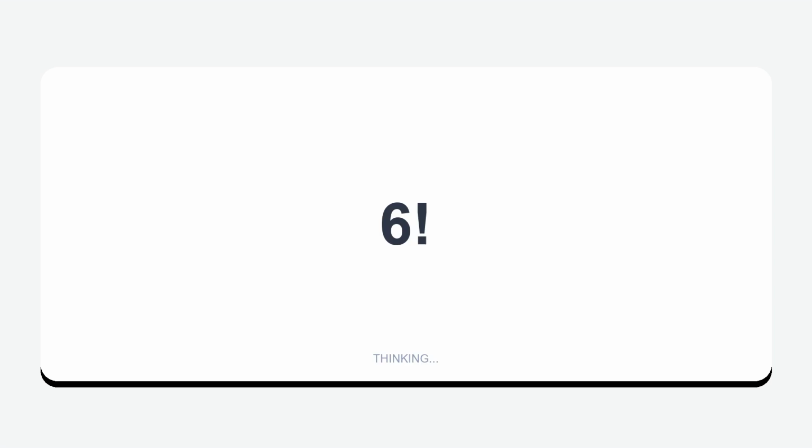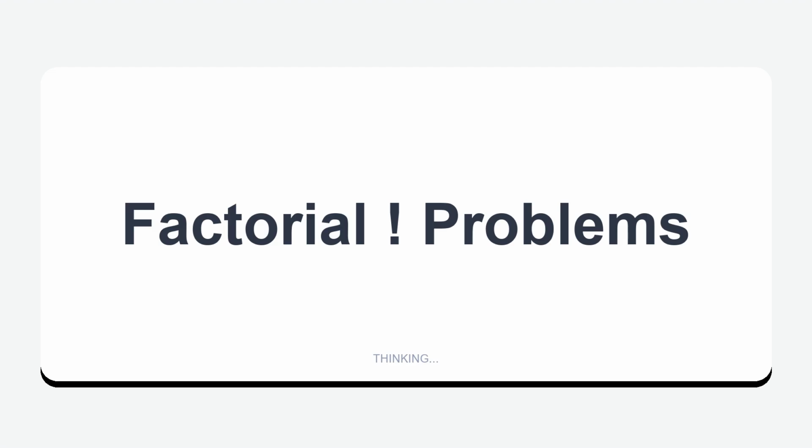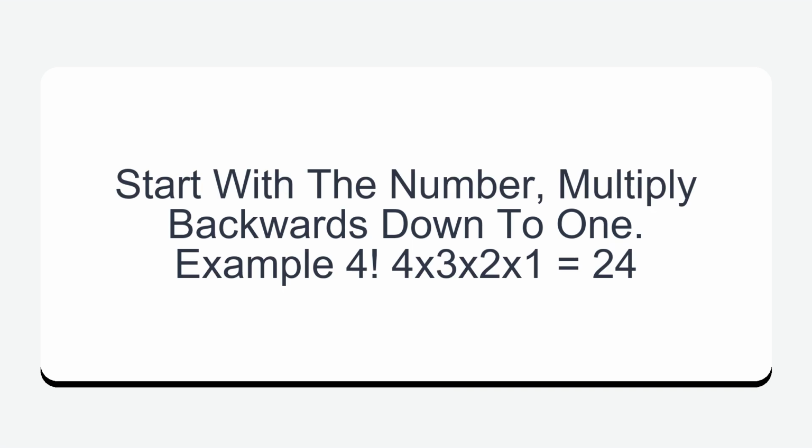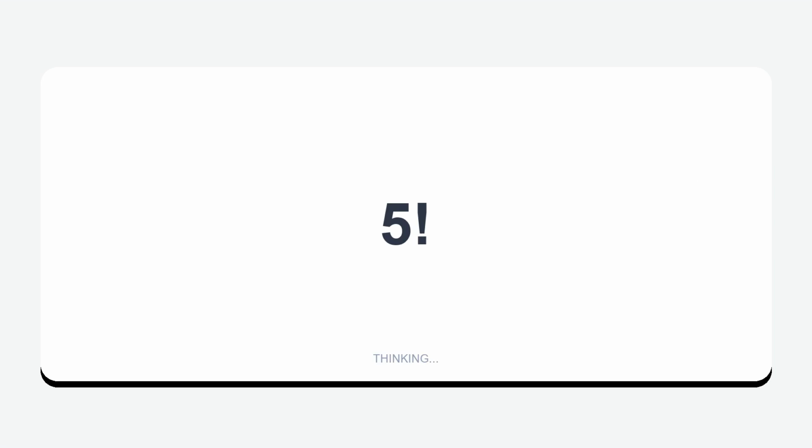6 factorial is 720. Factorial problems: start with the number, multiply backwards down to 1. Example, 4 x 3 x 2 x 1 equals 24. 5 factorial is 120.